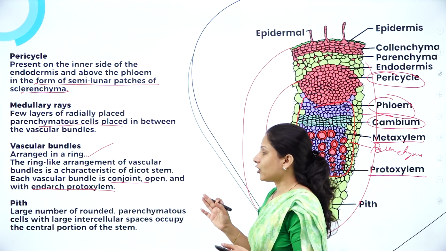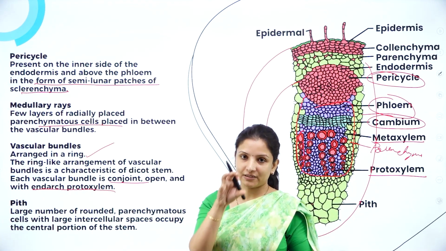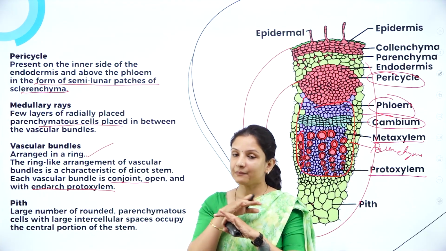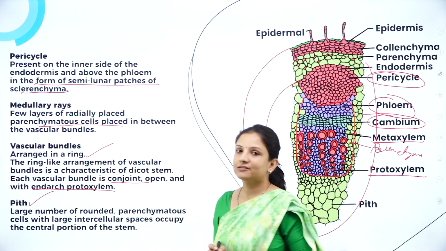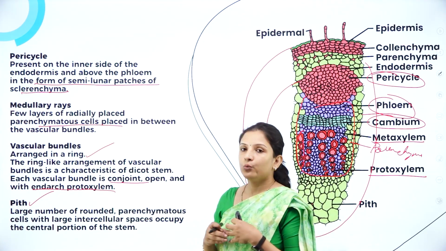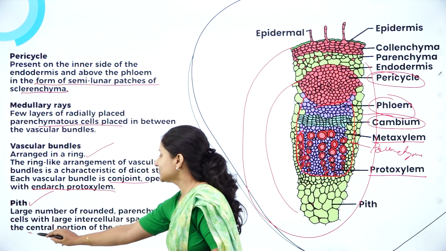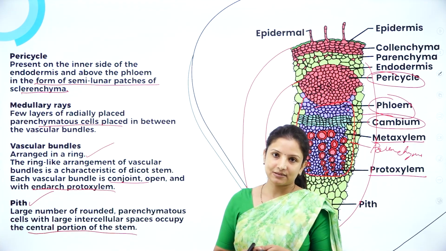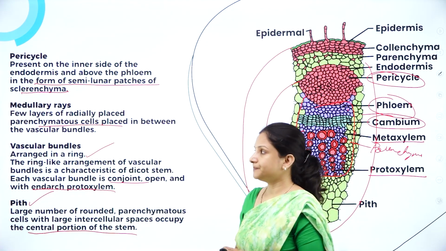protoxylem. And talking about the last layer which is present in the middle of the stem and is made up of completely parenchyma cells, it is called the pith. It consists of a large number of rounded parenchyma cells with very large intercellular spaces and they form the central portion of the stem. So this is the last region of the dicot stem.